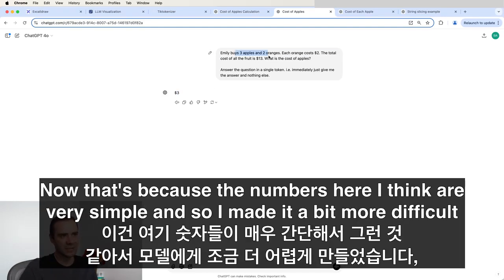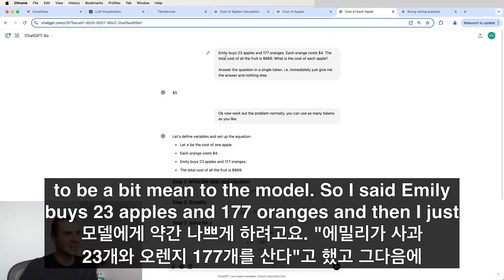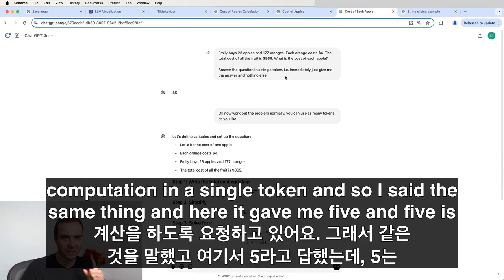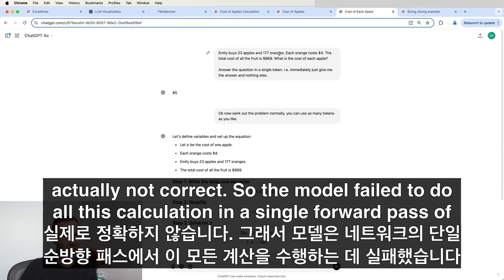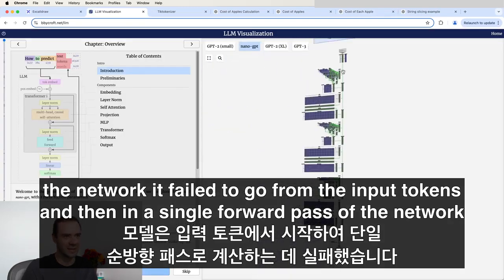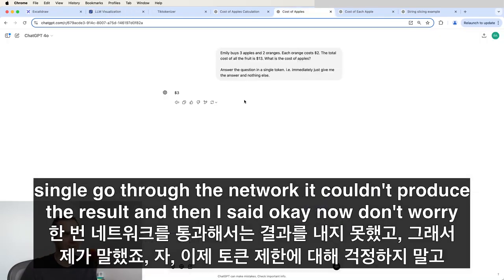Now, that's because the numbers here, I think, are very simple, and so I made it a bit more difficult to be a bit mean to the model. So I said Emily buys 23 apples and 177 oranges, and then I just made the numbers a bit bigger. And I'm just making it harder for the model. I'm asking it to do more computation in a single token. And so I said the same thing, and here it gave me 5. And 5 is actually not correct. So the model failed to do all of this calculation in a single forward pass of the network. It failed to go from the input tokens, in a single go through the network, to produce the result.